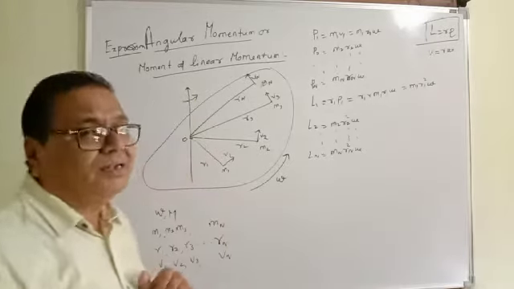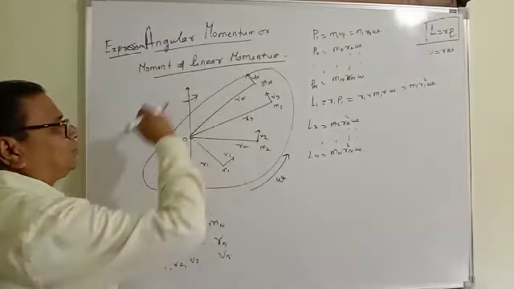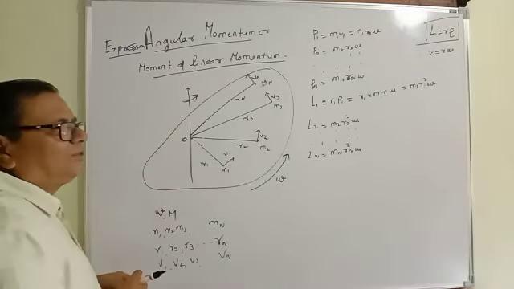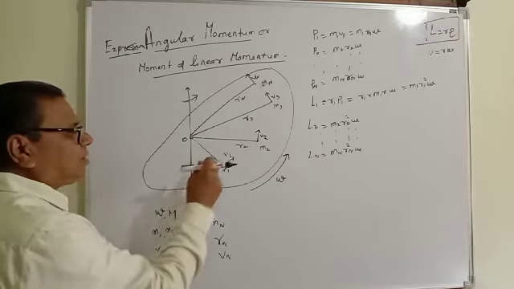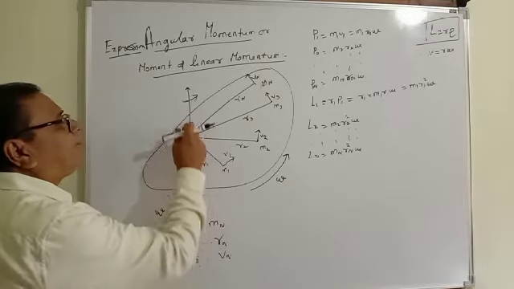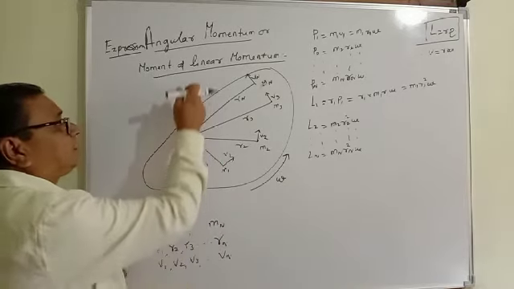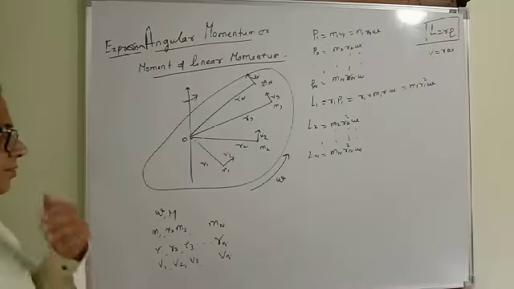When the particle is in circular motion or rotational motion, the direction of angular momentum of every particle is along the axis of rotation.